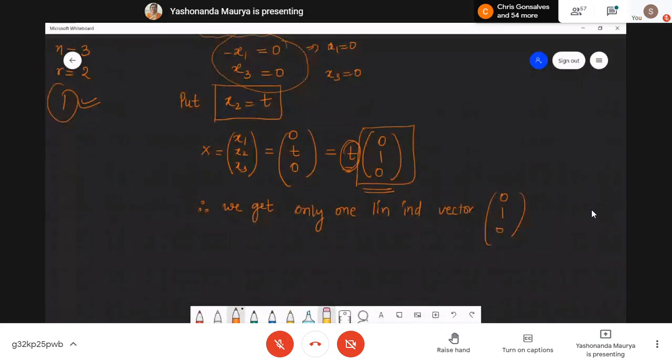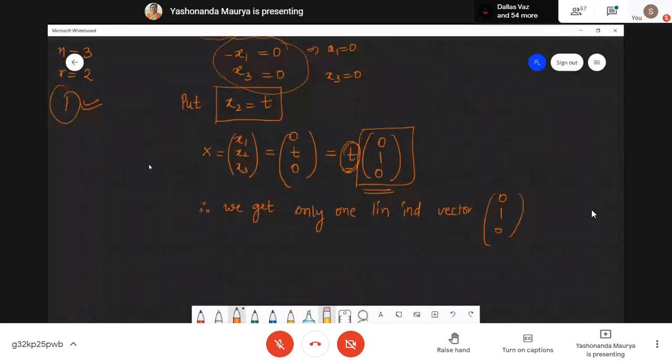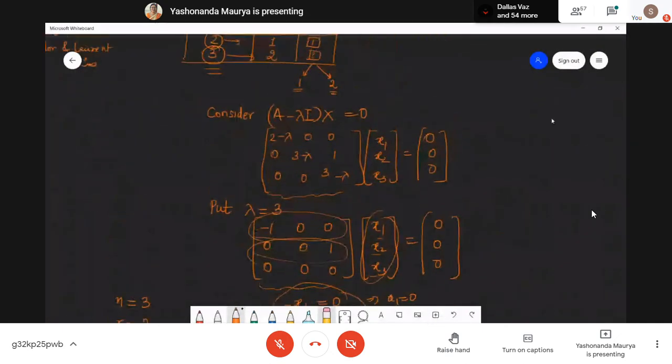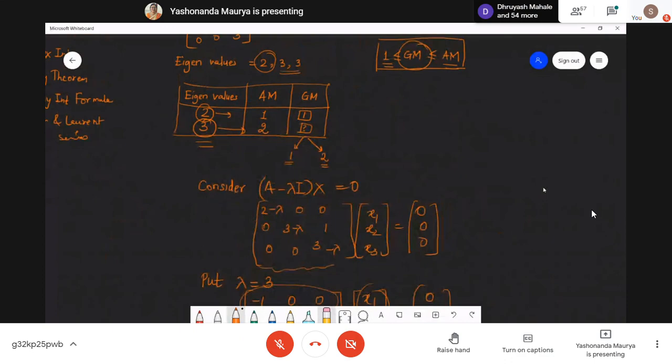Yeah. So we got only one vector. So what is the geometric multiplicity here for this number? It is 1. Okay, so this is the way we can find it.